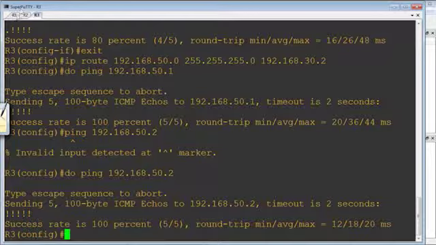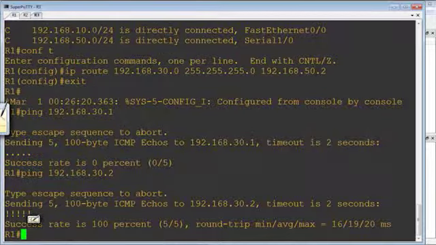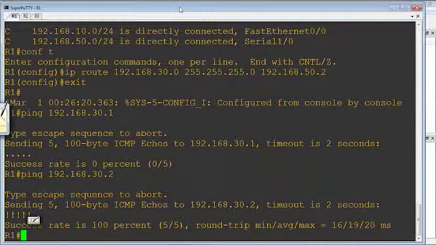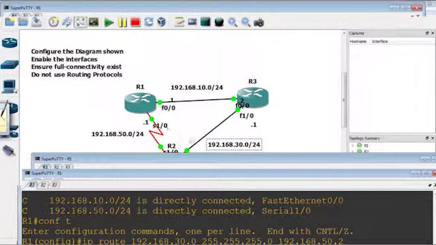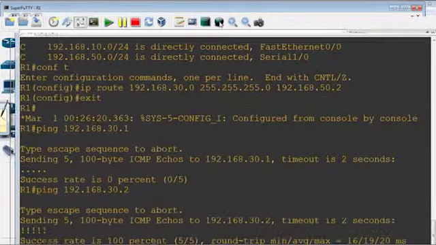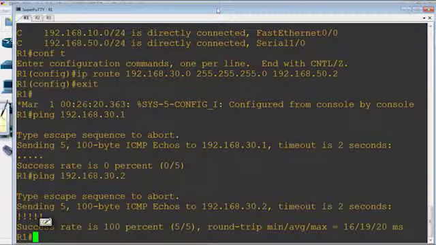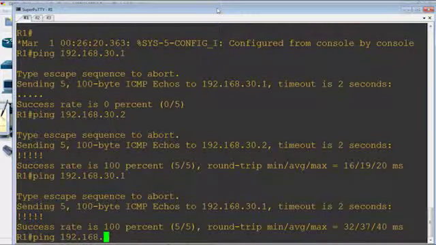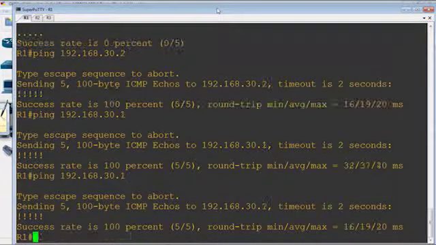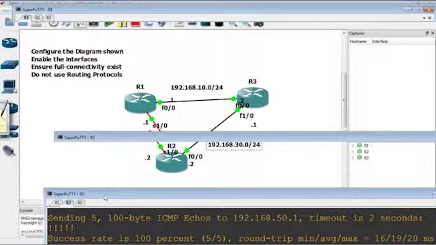So let's take a look here at router 1, just to make sure we've got full connectivity. Router 1 is aware of the 10 and the 50. He should be able to ping both addresses on the 30 network. I'm going to ping 192.168.30.1, then ping 192.168.30.2. Success, success.